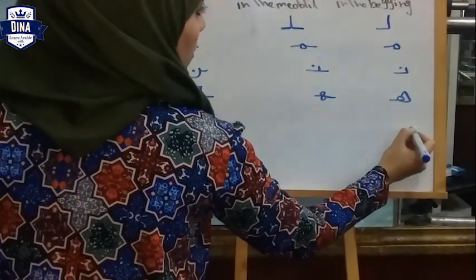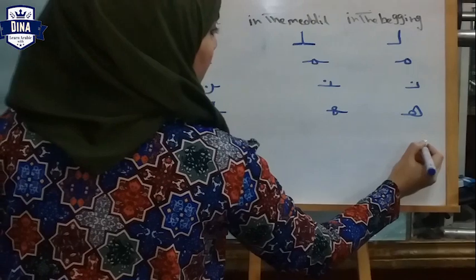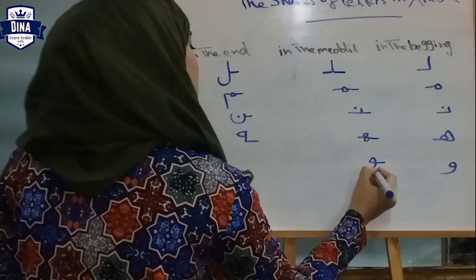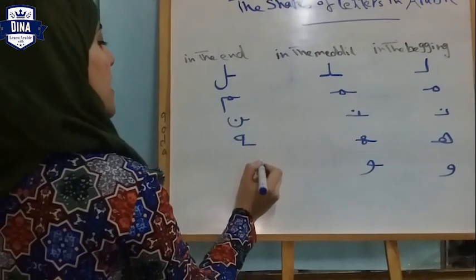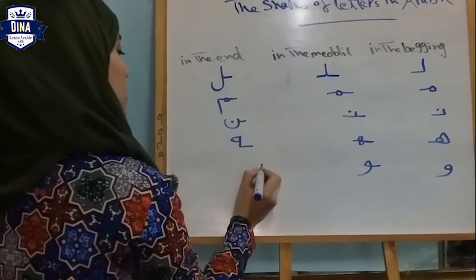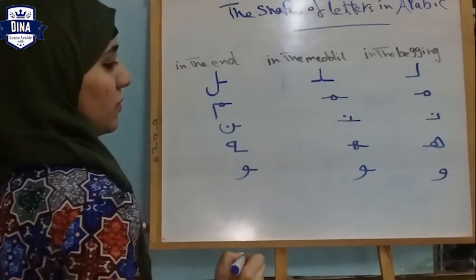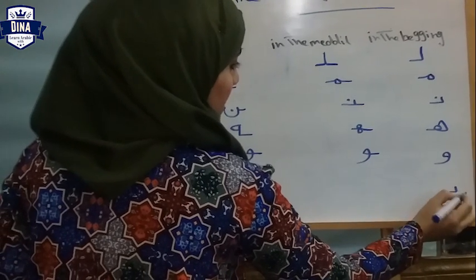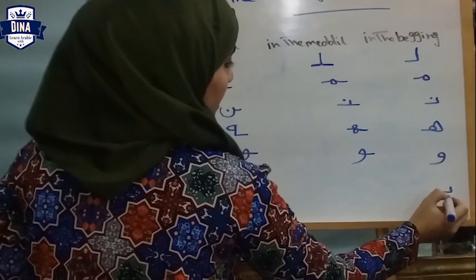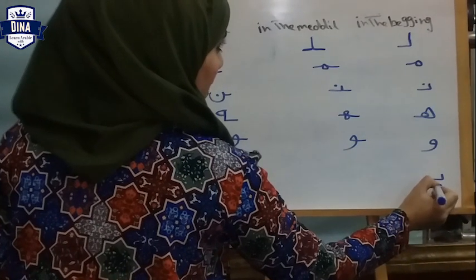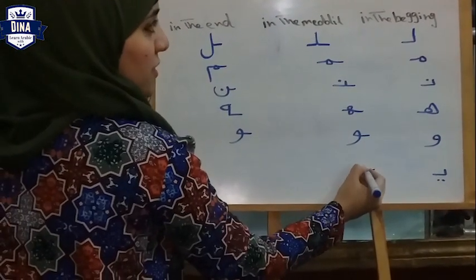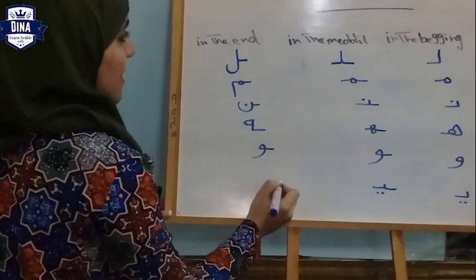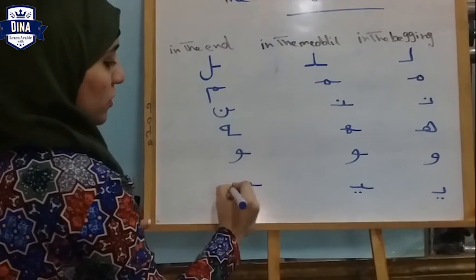Waw. Waw in the beginning. Waw in the middle. Waw has the same shape in the end of words also. Ya. It's the last letter in Arabic. When it's coming in the beginning, when it's coming in the middle of word, when it's coming in the end of word.